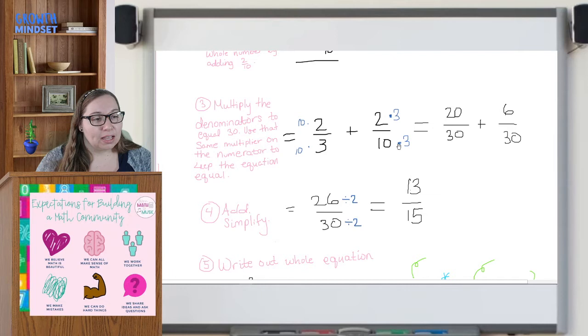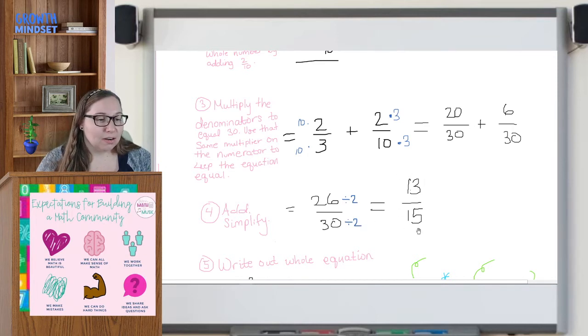That 3 also needs to be multiplied to the top number, the numerator, to keep the equation balanced. So 2 times 3 is 6. This gives us 20 over 30 plus 6 over 30. Now we can easily add that. It's 26 over 30. We added it. Now we can simplify. So again, we know that if we divide 26 by 2, it'll give us 13. 30 divided by 2 is 15.